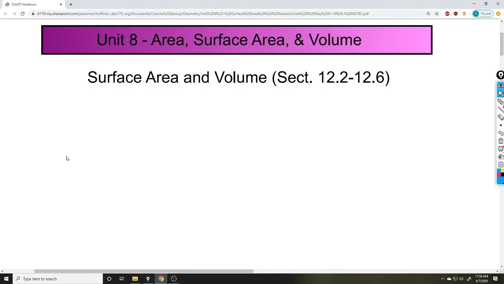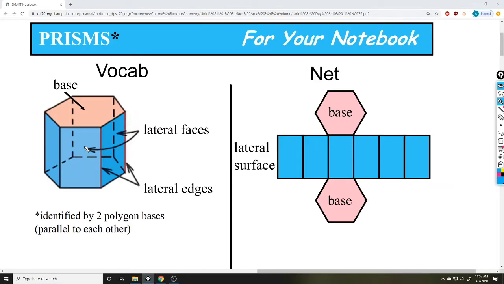Now, we're going to start our next section over these next 2 weeks, which is going to be on surface area and volume. So I want to introduce you to what these are and what different shapes we can classify these as. So hopefully some of this is going to be review for you. We're going to start off today by talking about prisms.